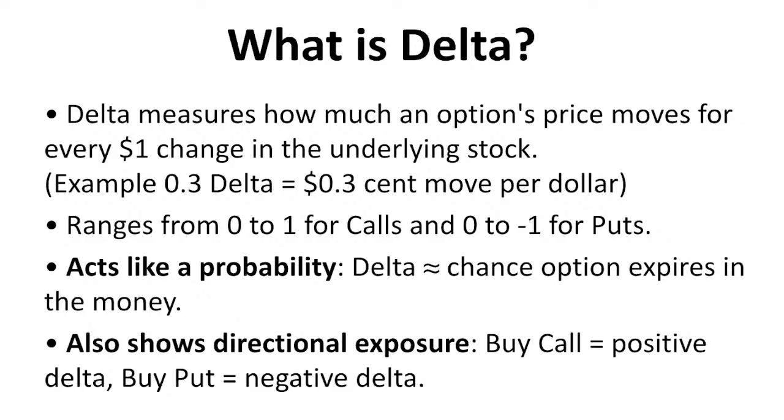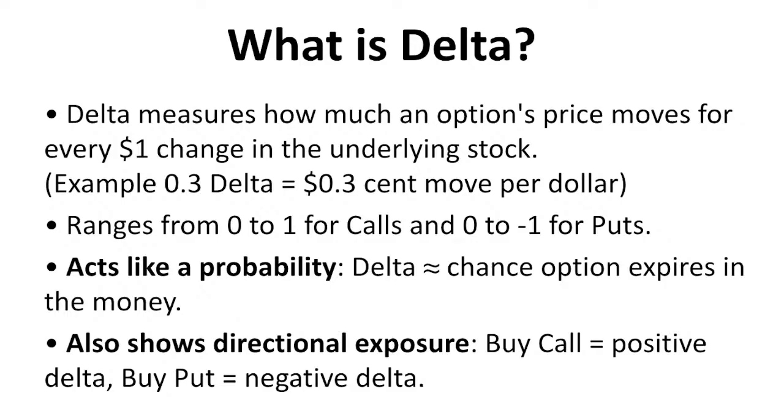Delta can also be like the probability, the chance of it expiring in the money. For example, delta 0.3. In short, we'll be saying 30%. If I buy delta 0.3, that means there's a 30% chance that this option will expire in the money. Likewise, if you buy 0.1, there's only a 10% chance that this option will be in the money.